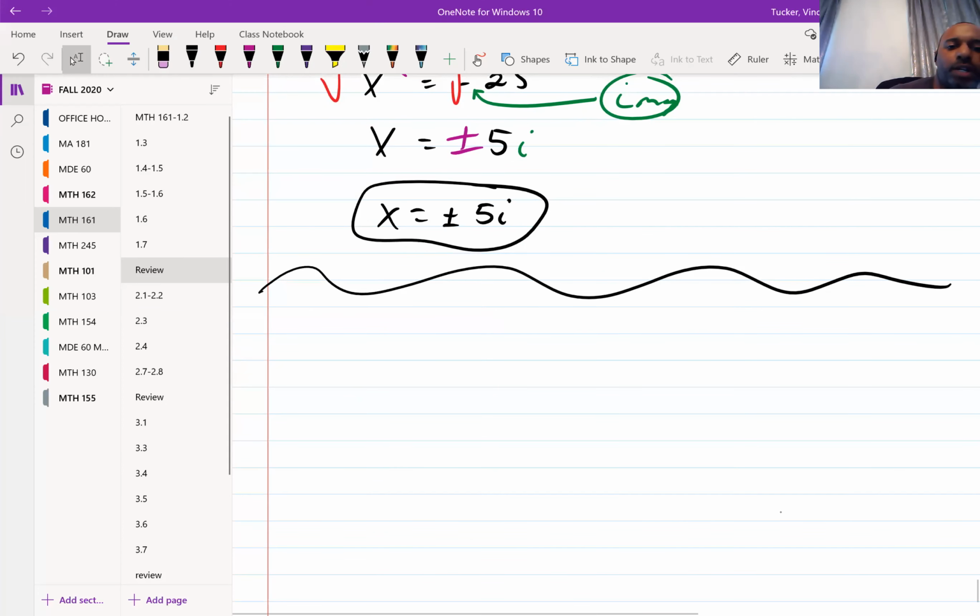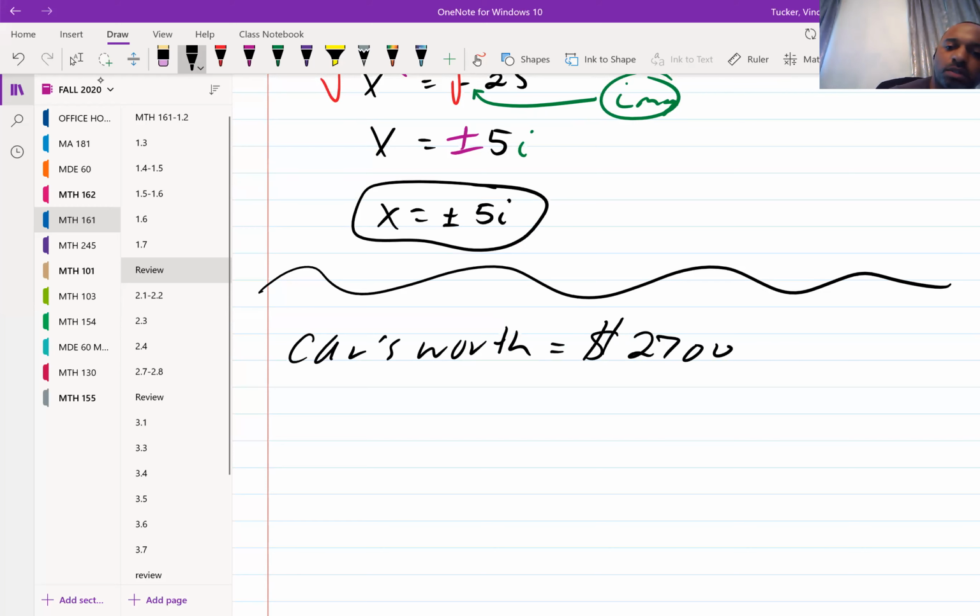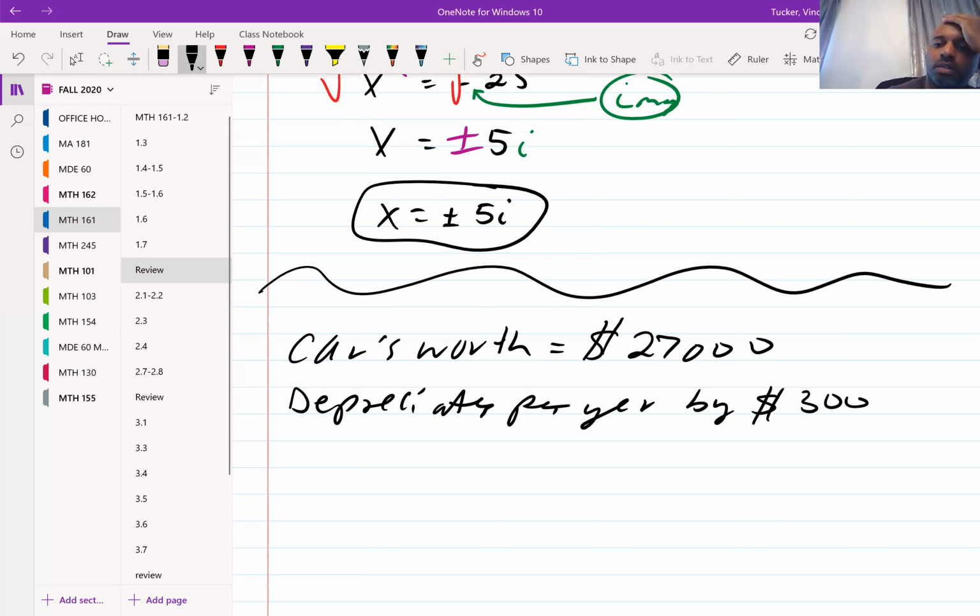So we're talking about writing down our given pieces of information first. The car's worth is $27,000. It depreciates per year by 3,000. So we're going to write an equation that represents that.